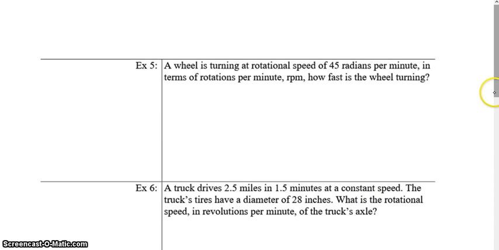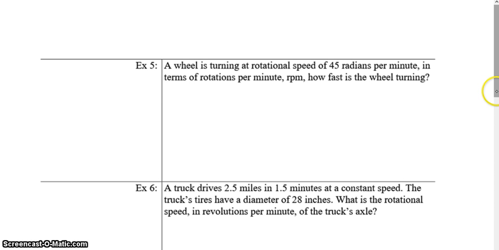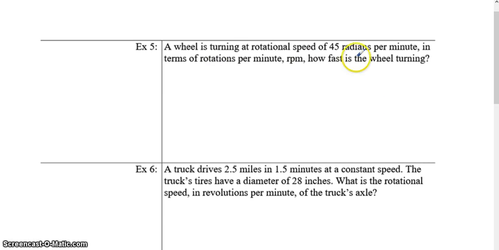So, here's some other thing. Now let's look at what's going on here. So the wheel is turning around. Got a wheel here, and it's rotating. Doesn't matter clockwise or counterclockwise in this case. So it's going around 45 radians per minute. We need to figure out in rotations per minute, or revolutions per minute. Same idea, revolution and rotation.